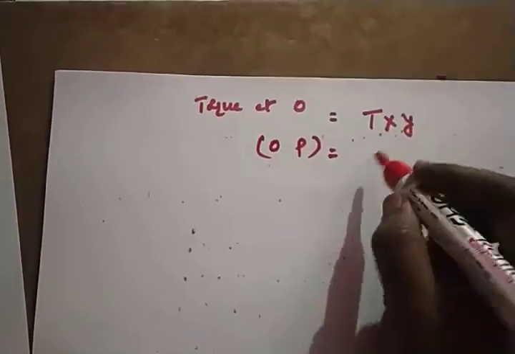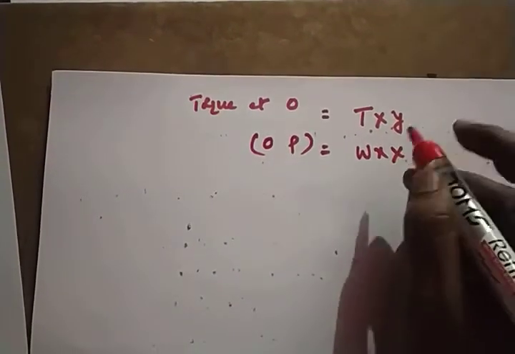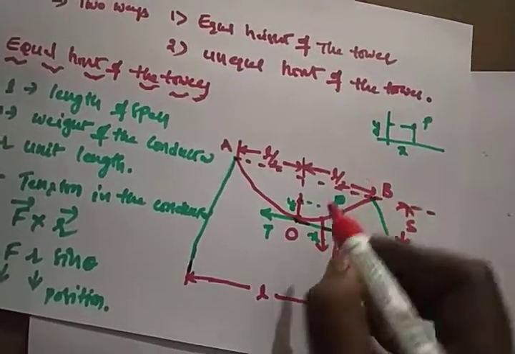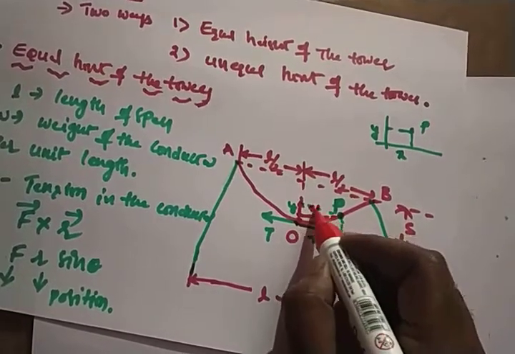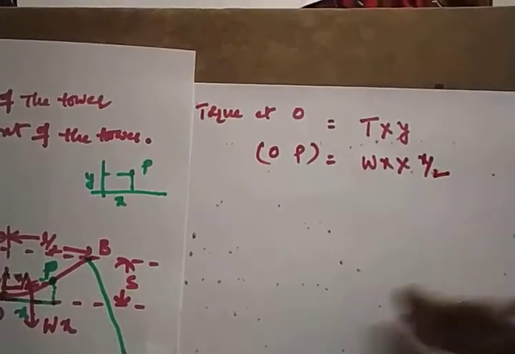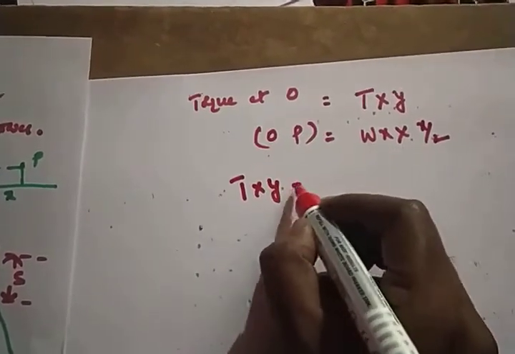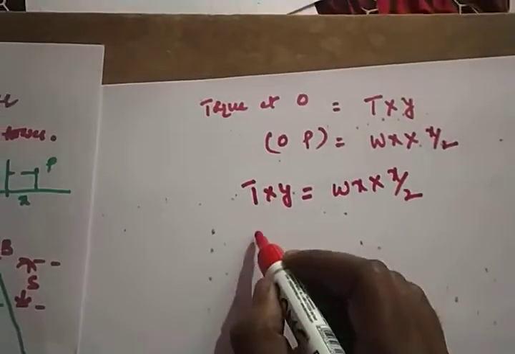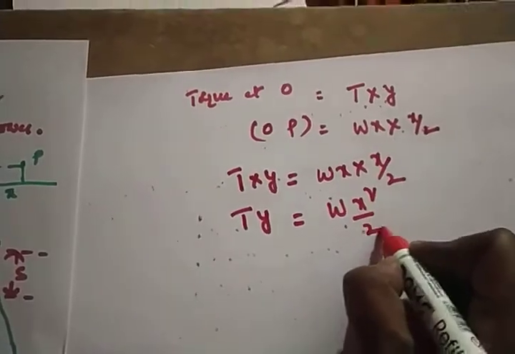You have a force. What is that force? Omega into x, right? What is the position vector for this? This is a force. So for this, the position vector will be like this, or this one. So that is x by 2. You equate these two torques, you will get torque into y is equal to Wx into x by 2. So tension into y is equal to Wx square by 2.